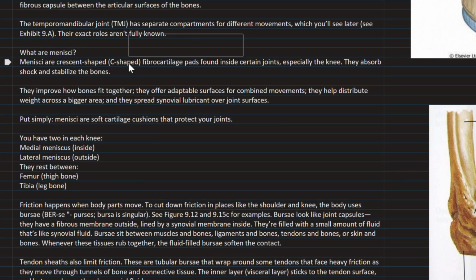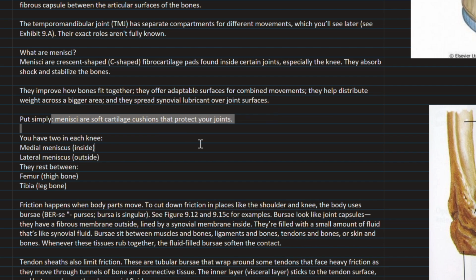What are menisci? Menisci are crescent-shaped, C-shaped, fibrocartilage pads found inside certain joints, especially the knee. They absorb shock and stabilize the bones. They improve how bones fit together. They offer adaptable surfaces for combined movements. They help distribute weight across a bigger area, and they spread synovial lubricant over joint surfaces.